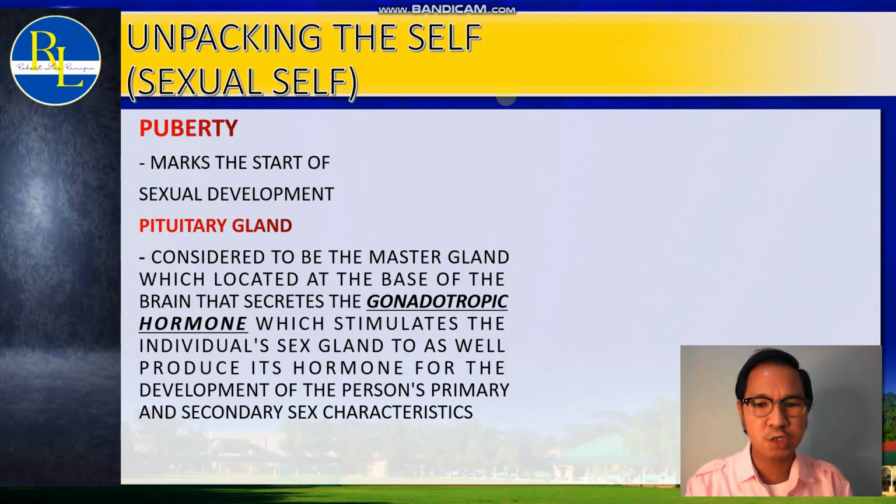One's sexual development starts during puberty. The pituitary gland at this point starts to secrete a gonadotropic hormone that awakens an individual's sex glands to also produce their hormones, like androgen for the male and estrogen for the female. These two hormones help in the development of the person's primary and secondary sex characteristics. The testes and the ovaries are the primary sex characteristics, while the secondary sex characteristics are manifested through the male Adam's apple, for example, the enlargement of the breast for the female, or the widening of their hips, as well as the growth of hair on different parts of the body of both the male and the female.